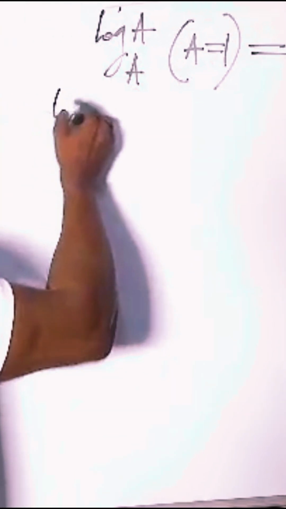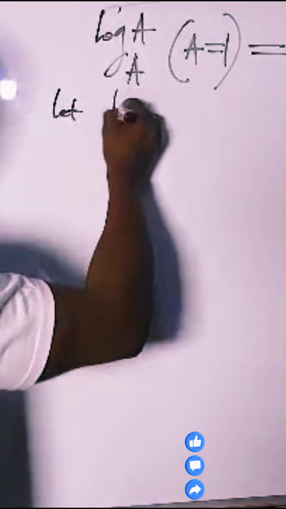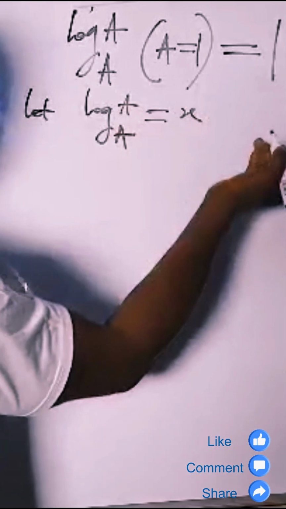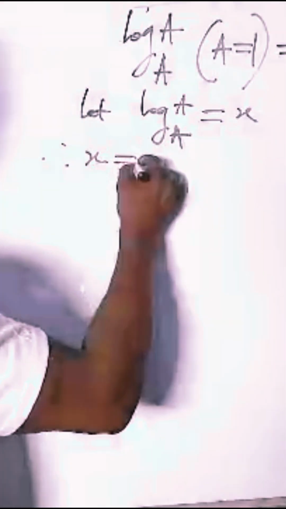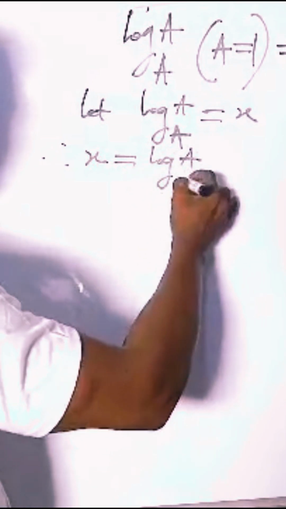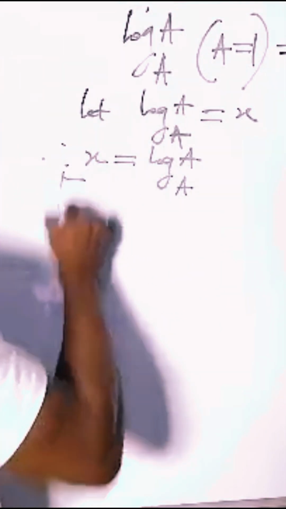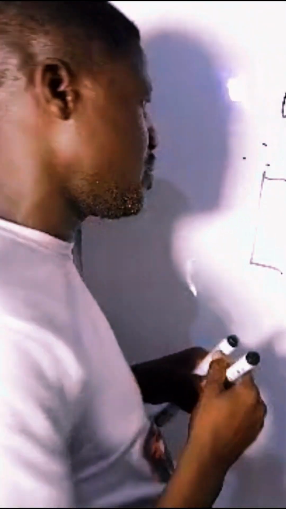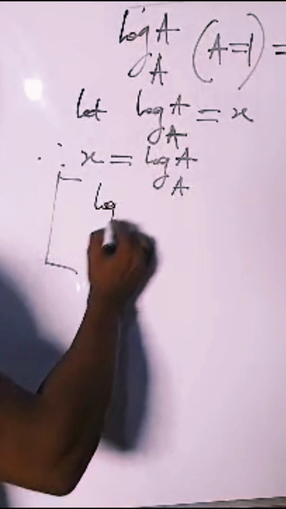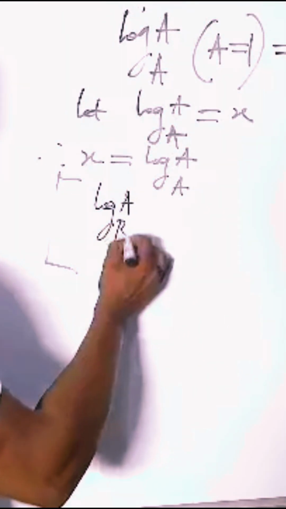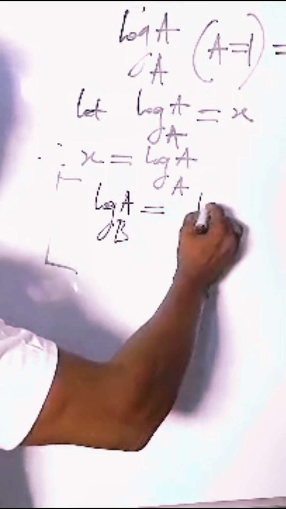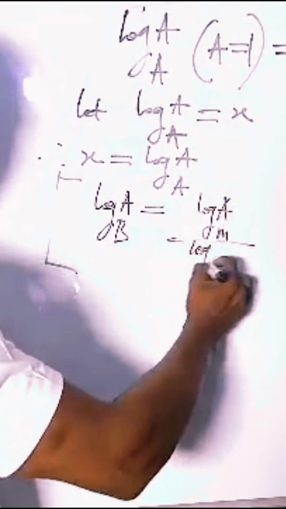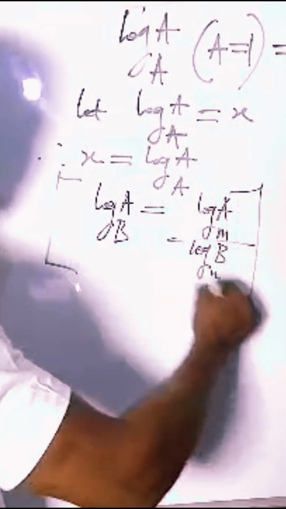Let us represent log a to base a with x. So therefore x is equal to log a to base a. Now don't forget, I've been able to establish a particular law, the fourth law of logarithm. The fourth law of logarithm states that the log of a to base b is as good as the log of a to a new base divided by the log of b to the new base.